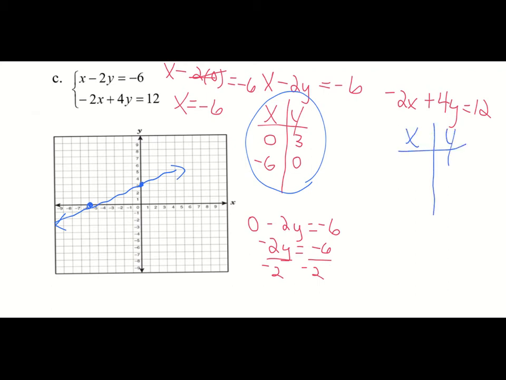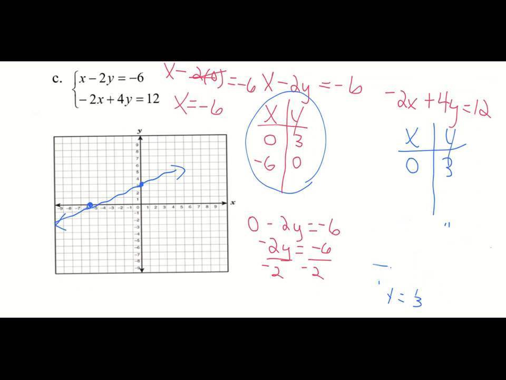All right, let's again do a 0 for x. So if I do negative 2 times 0 plus 4y equals 12, that's going to give us, again, 0, so we have 4y equals 12, divide by 4, so y is going to be 3. So we'll put our 3 in there. Let me make a little bit more room. Let me erase this real quick.